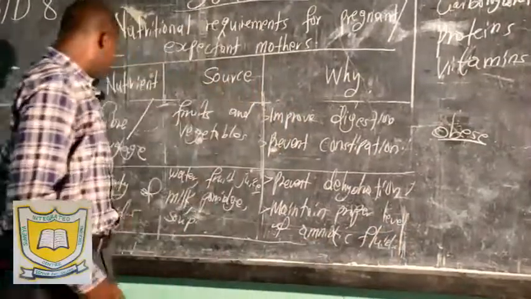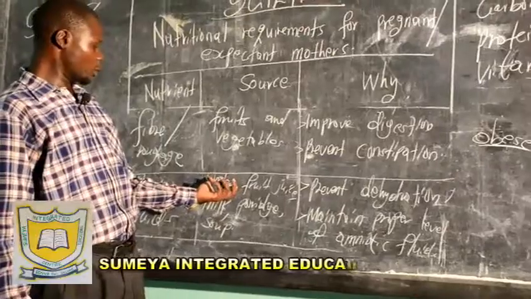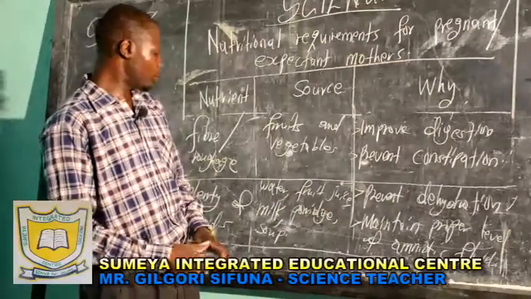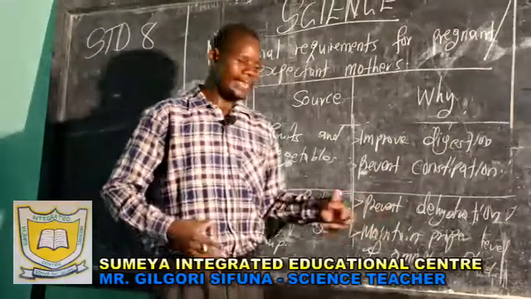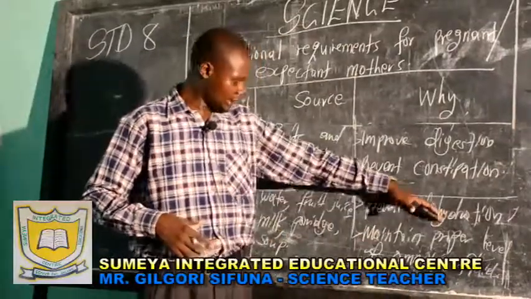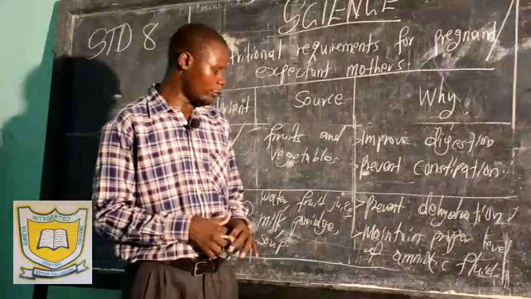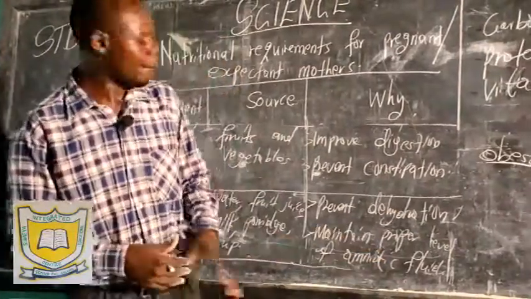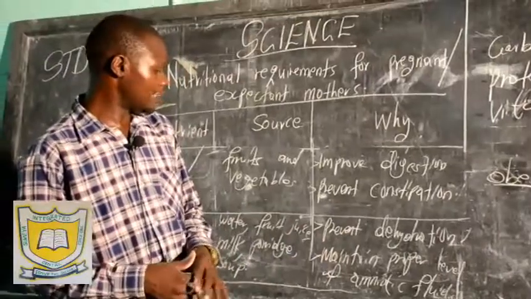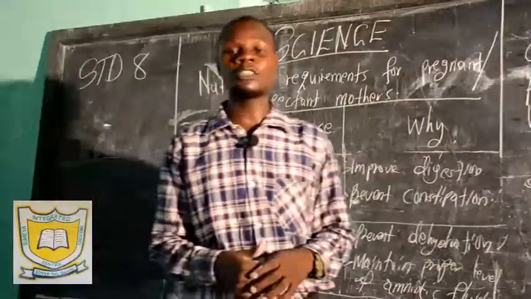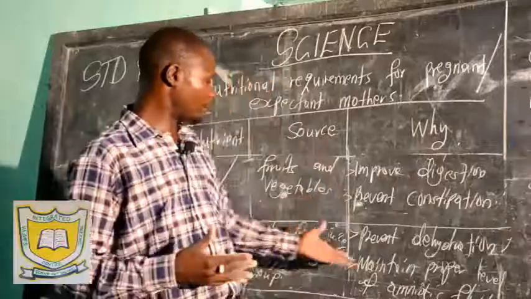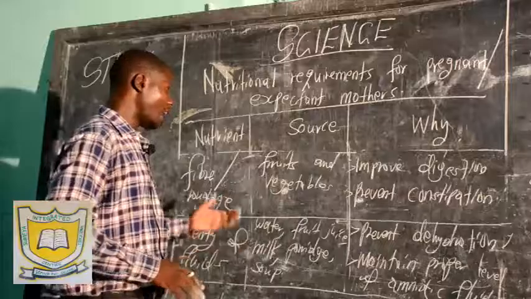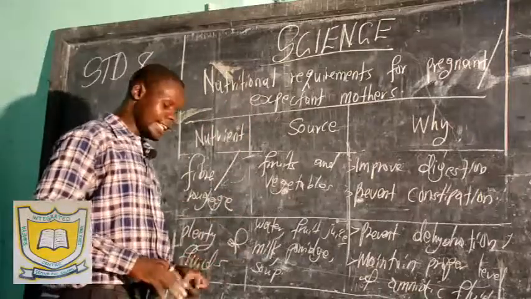The function of plenty of fluids, their sources: water, fruit juice, milk, porridge and also soup. One, to prevent drying of the body, dehydration of the body, also to maintain proper level of amniotic fluid. When we talk about amniotic fluid, I know it is not a new vocabulary because you covered in the first unit the fetal development and you talked about the function of the amniotic fluid. So what maintains amniotic fluid in the pregnant mother is plenty of fluids.